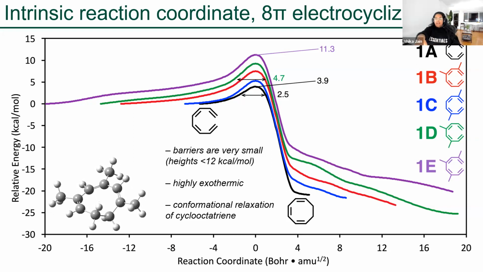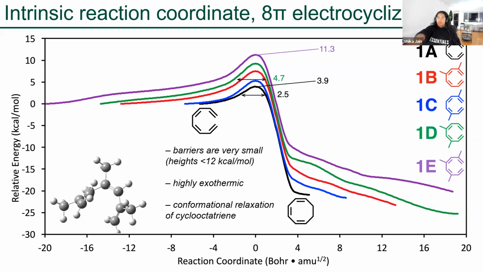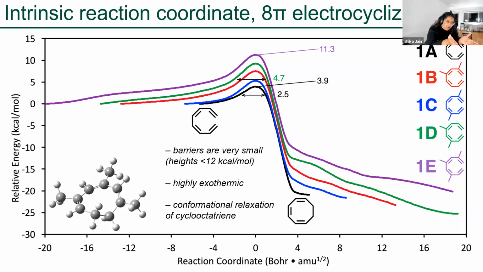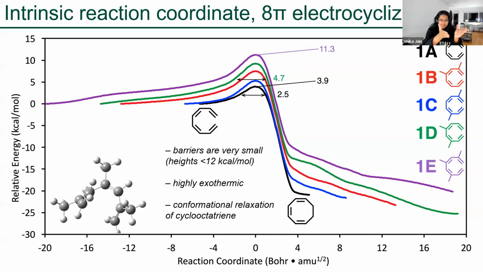And then at the very tail end of the reaction, on the right side, the product side, we see that there's a conformational relaxation of the cyclooctatriene, right? Which is really cool because that means that it's setting up this shape for the 6 pi part, right? And we can see in this GIF here how the molecule has to bend itself in a specific way to get to that tub form, right?